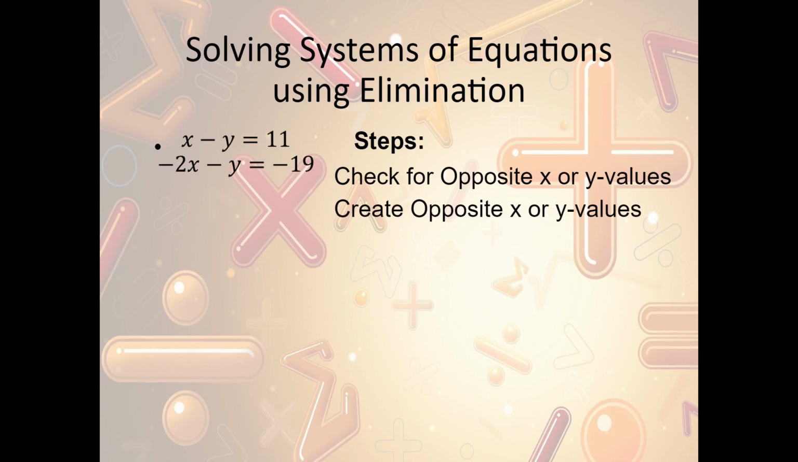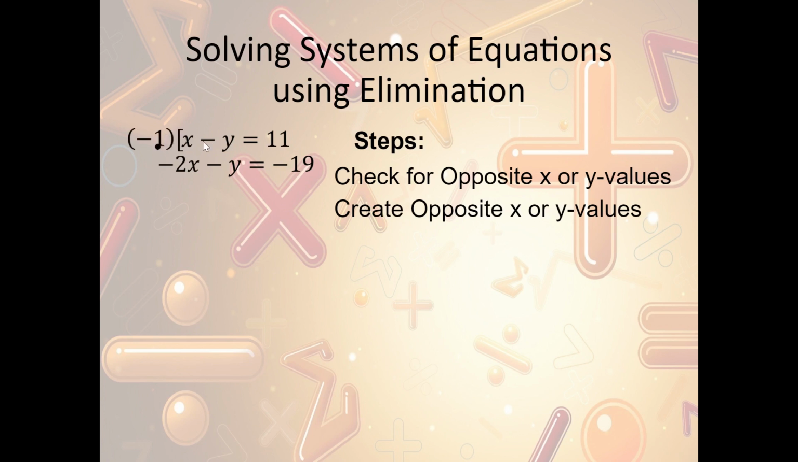So what we need to do is create opposite values. We need to multiply either one or both of the equations by some number to get opposite values. In this case, the easiest looks like it might be the y's, because we could just multiply one of these by a -1, and that gives us a positive y and a negative y. But we could also do the x's. We could multiply this whole thing by 2. That gives us a positive 2x and a negative 2x. But we're going to go ahead and do the top one by -1.